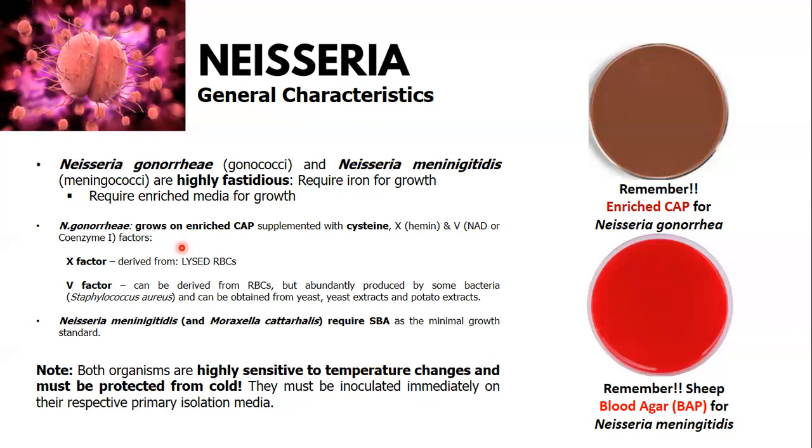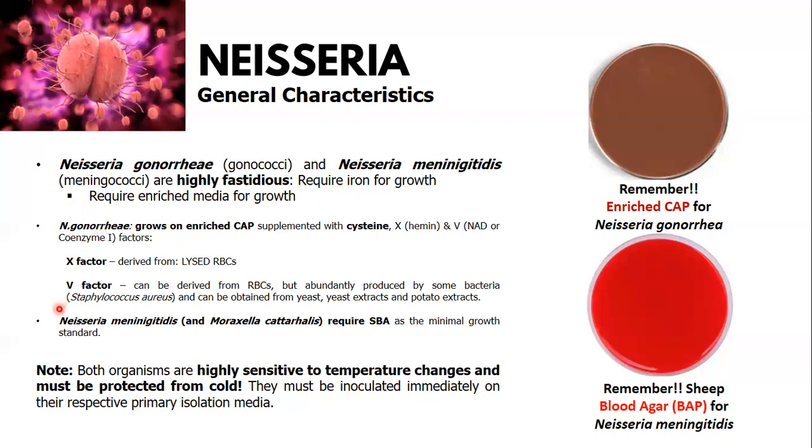V factor can also be derived from lysed RBCs. However, some bacteria abundantly produce V factor. And also, V factor can be obtained from yeast, yeast extracts, and potato extracts, and therefore, we can supplement chocolate agar plates further with yeast, yeast extracts, and potato extracts to supply more V factor needed for Neisseria gonorrhoeae to grow.